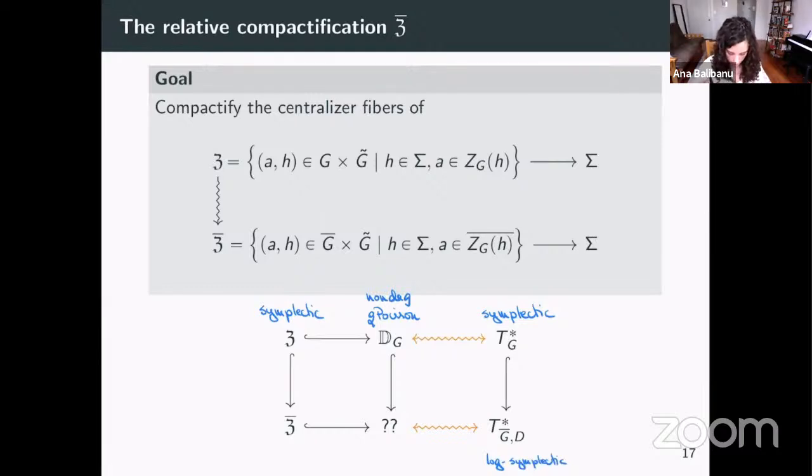So now the first question is, what goes in here? Where does the compactified universal centralizer live? And then the next question is, what happens to the Poisson structures along the boundary? So first I will say what replaces the question marks.